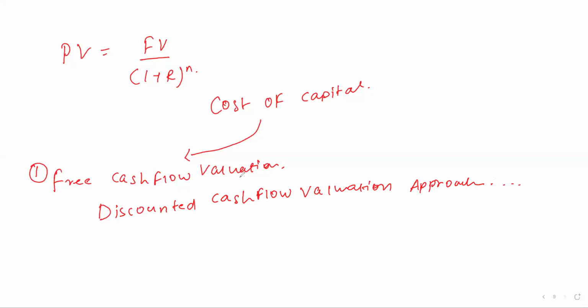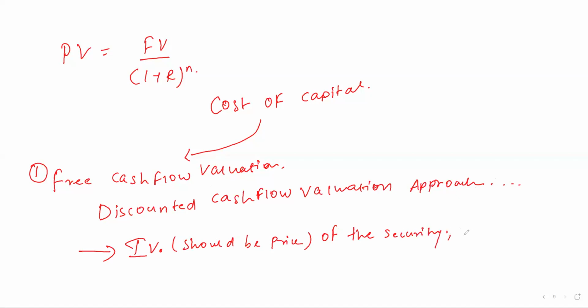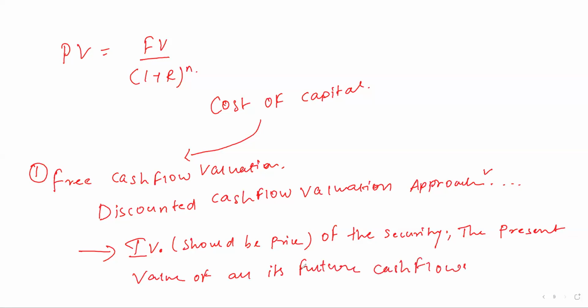Now, what is the discounted cash flow valuation approach? It works on a very simple principle: the intrinsic value, or should-be price, of the security or company is nothing but the present value of all its future cash flows. Yes, weighted average cost of capital is part of discounted cash flow valuation. All its future cash flows.